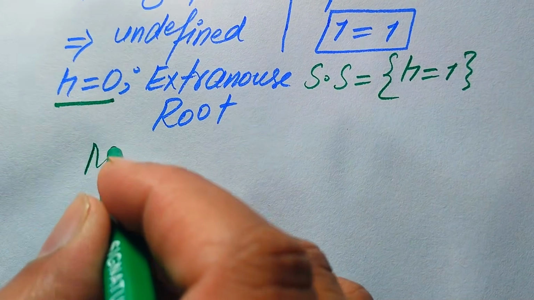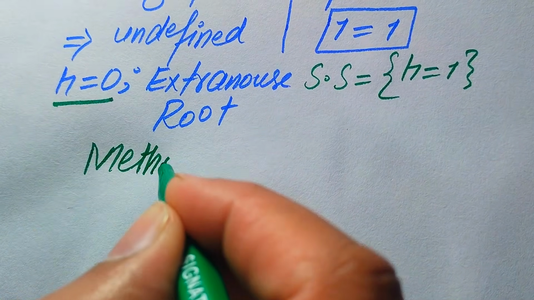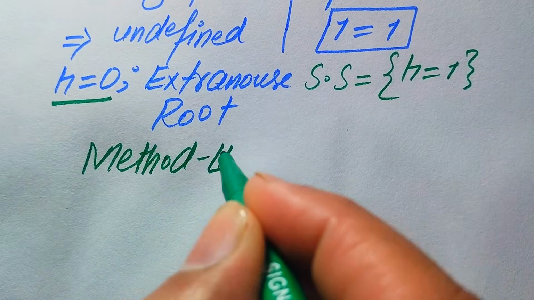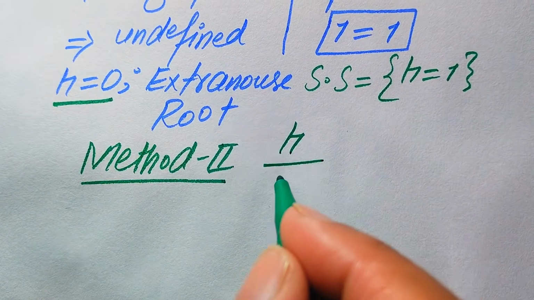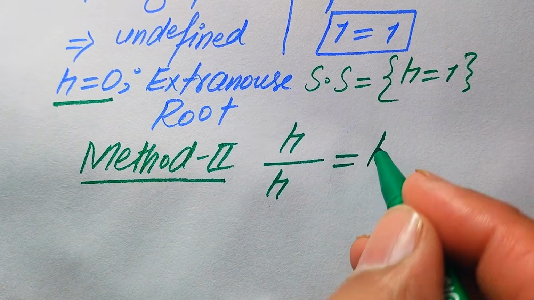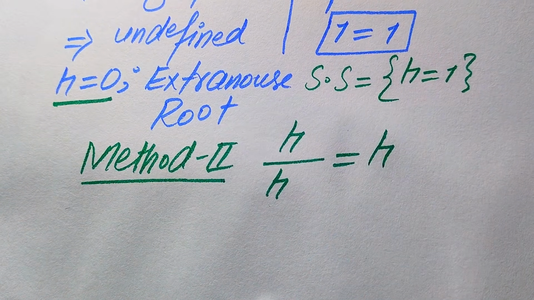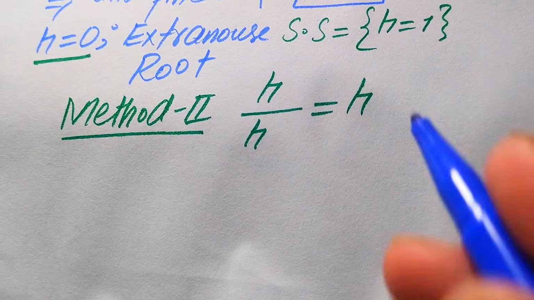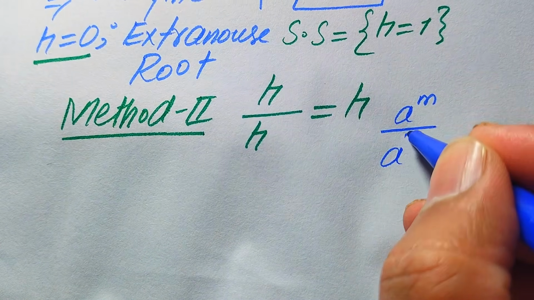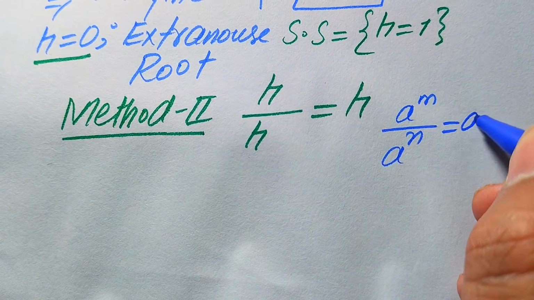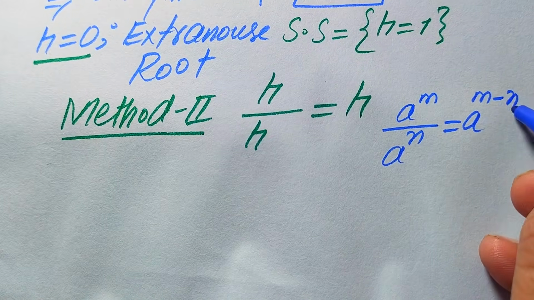Now we again solve this problem by a second method. For the second method, we need to copy down the given question statement. Here it is h divided by h is equal to h, and this is our given question statement. Here we use the nice exponential law to solve this problem, and you know that a to the power of m divided by a to the power of n is equal to a to the power of m minus n.